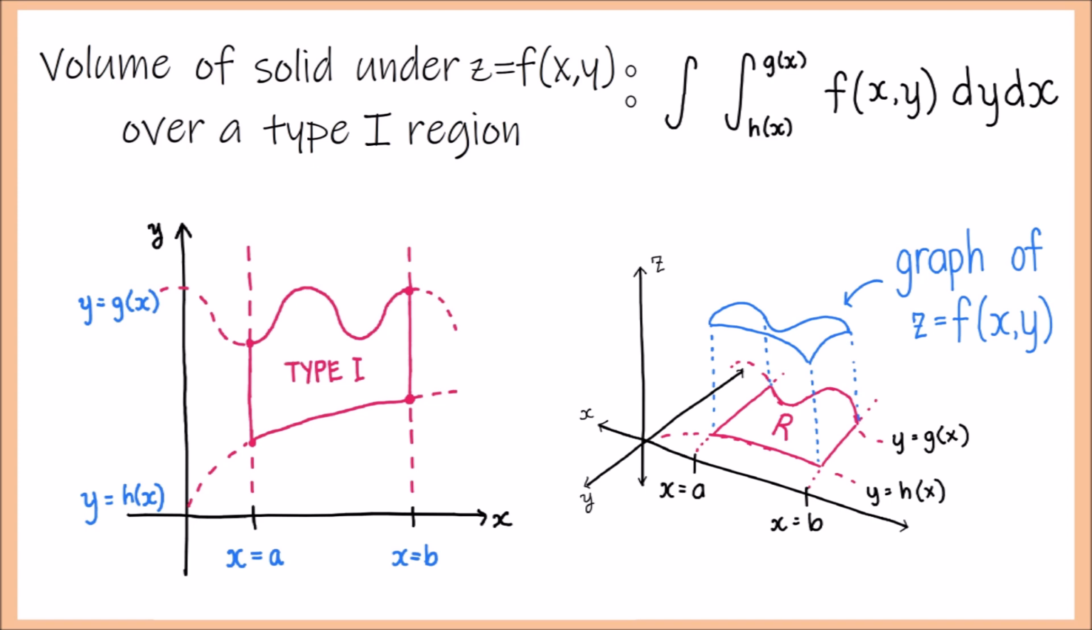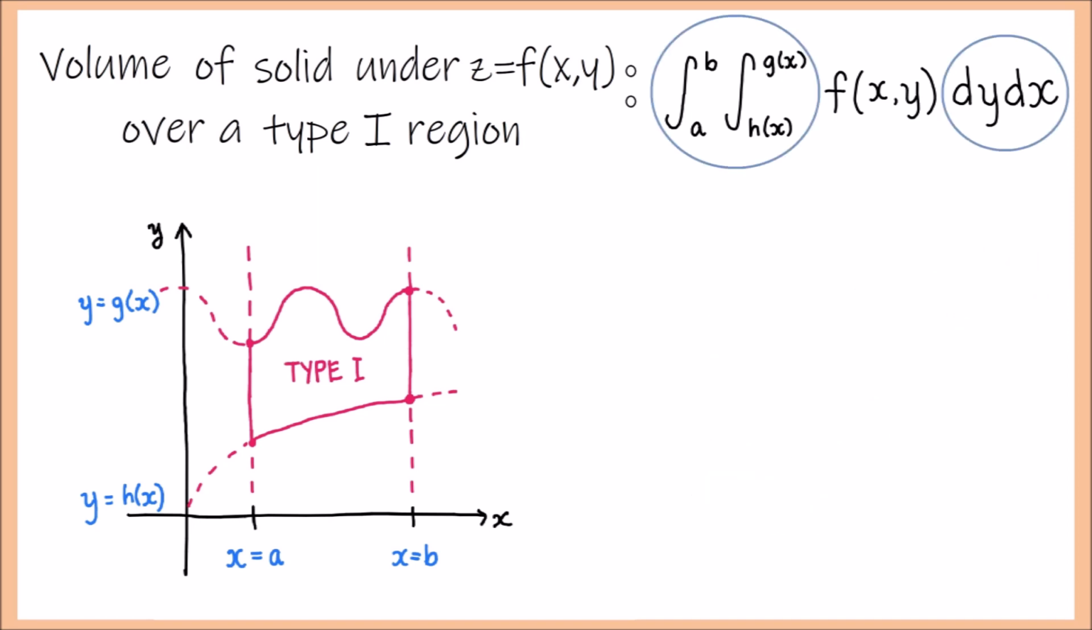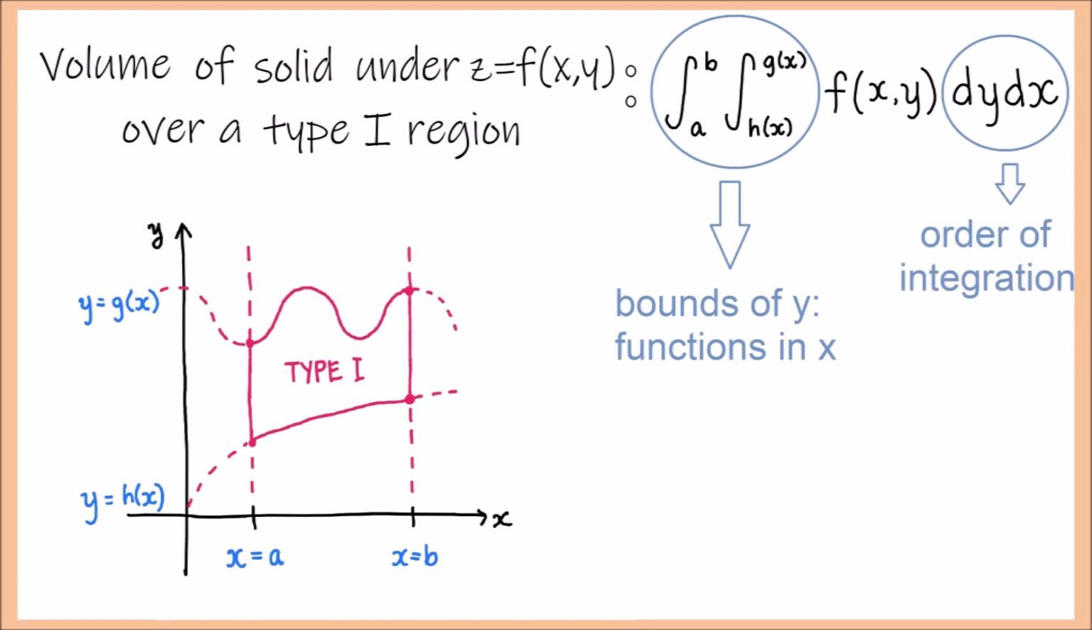As seen in our drawing, the lower bound is h of x and the upper bound is g of x. And the bound of x is from a to b. The important details here are the bounds and the operator. Note that the bounds of y are functions in x. It can be a constant, but if it is a function, then it should be in terms of x alone. Another important detail is that the order of integration is dy dx and not dx dy.